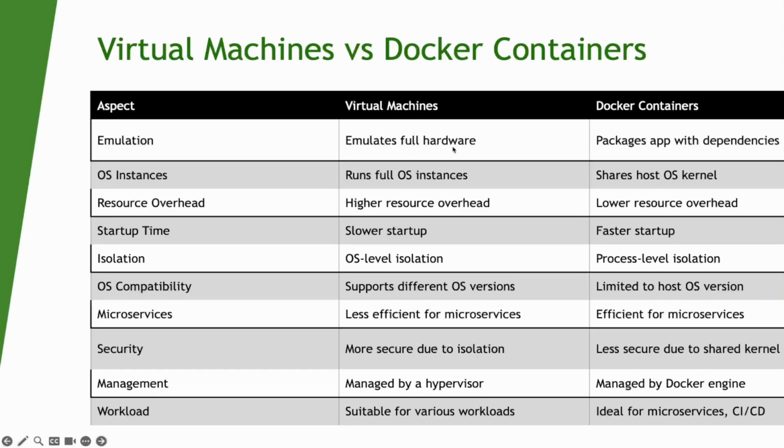Virtual machines are managed by the hypervisor. On the other hand, Docker containers are managed by the Docker engine. And virtual machines are ideal for various workloads, but Docker containers are ideal for microservices and CI/CD. This is continuous integration, continuous deployment.